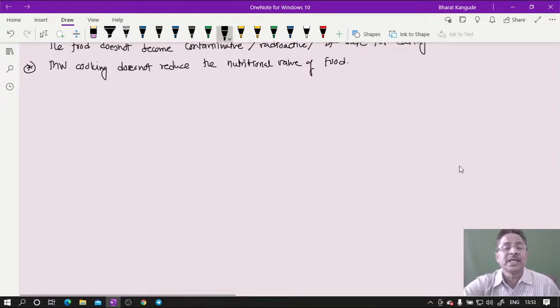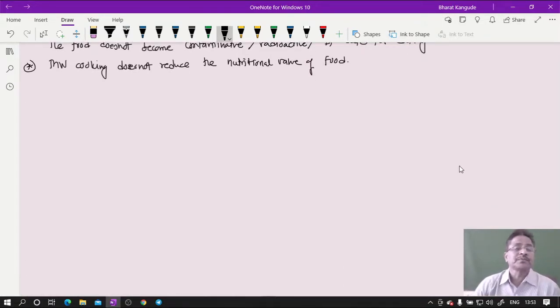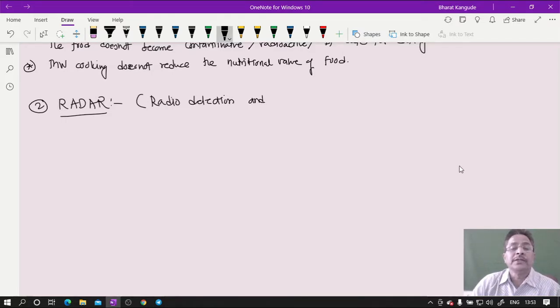Now let's move to the second application. Give it a title: RADAR, radar. Okay. So this is called radio detection and ranging. It's a short form of this. Radio detection and ranging. Okay, so this is a short form of this.